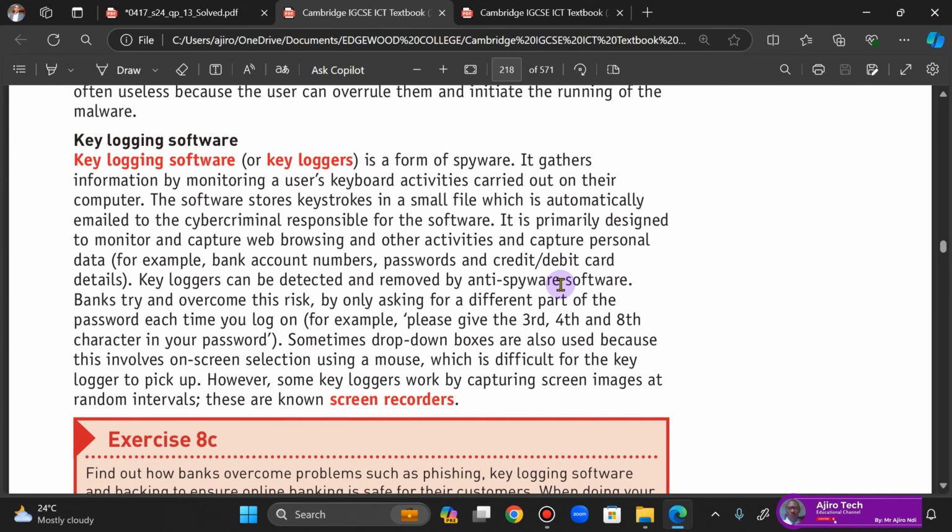It is a form of spyware. What the keylogger does is gather information by monitoring a user's keyboard activity carried out on their computer, and it will send it back to the creator. The software stores the keystrokes in small files, which are automatically emailed to the cyber criminal responsible for the software. So number one, it is a software device, and it gains fraudulent access to passwords or confidential information.